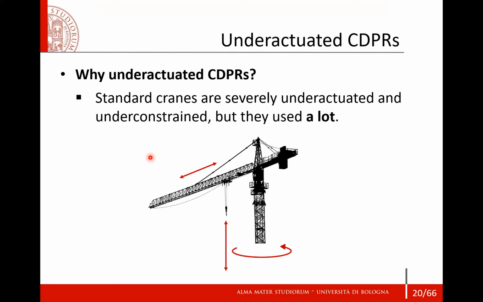So why are we interested in underactuated CDPR? Basically, I already answered this question in my intervention before, because we see that certainly the most used cable system in the world is the standard crane, which is a system with 3 actuators, but still with only 1 cable, which means that when the inputs are assigned, the payload will be able to oscillate with 5 degrees of freedom, and we will be able to control only one of the pose variables of the payload.